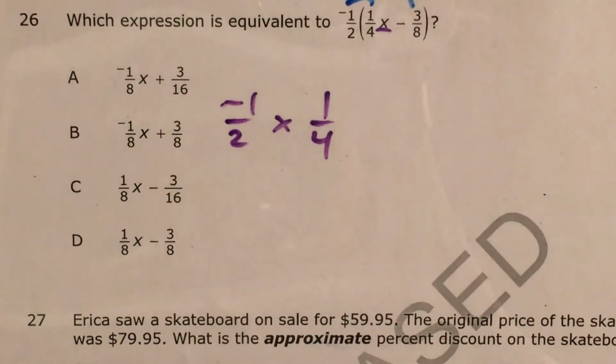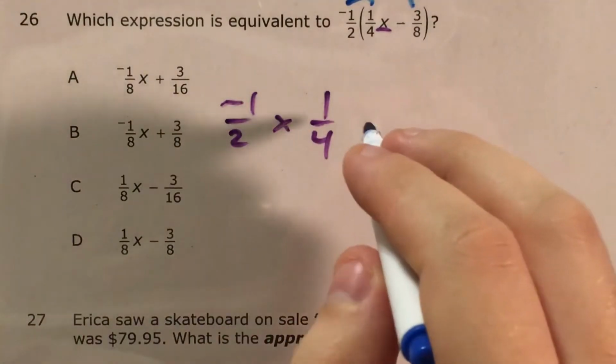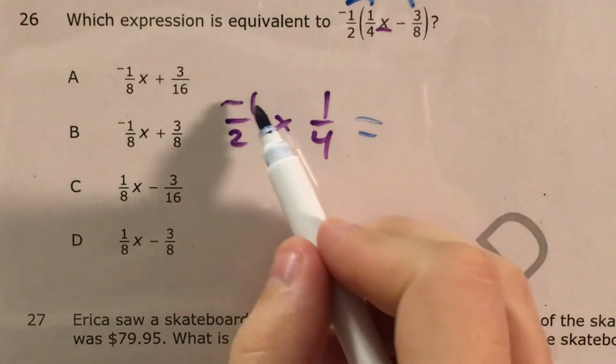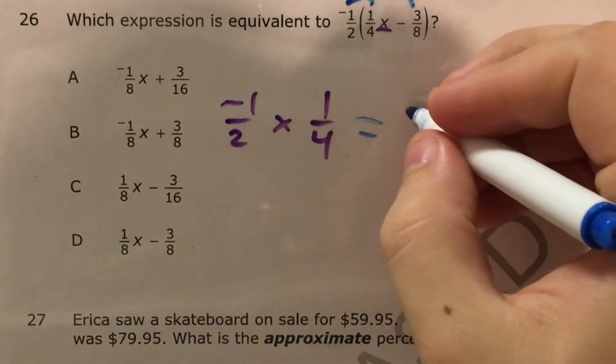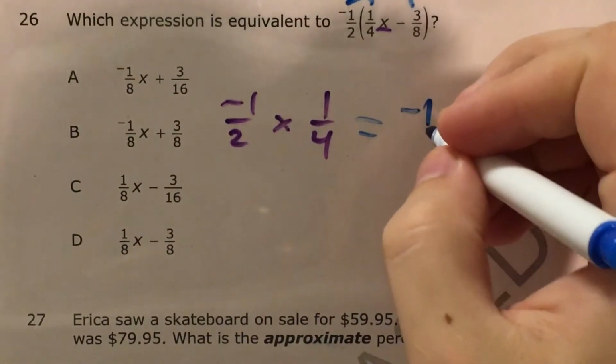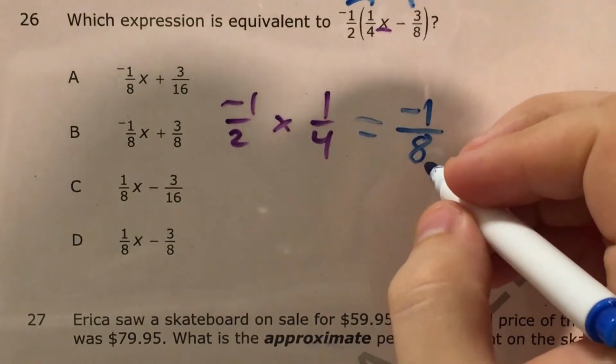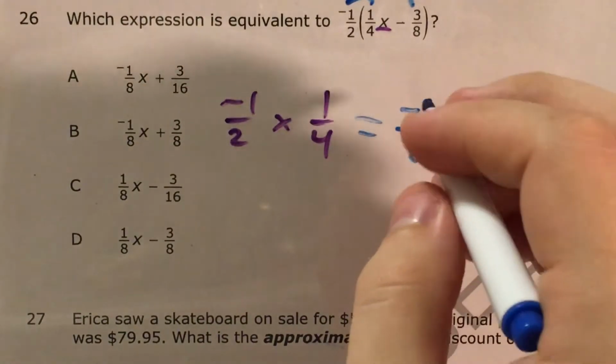We'll just come back to that, because if there's a variable that's being multiplied by some other stuff that's itself being multiplied, we can ignore the variable until we figure out the numbers. So, negative 1/2 times positive 1/4. This is going to have me use my rules of multiplying negative and positive numbers. So negative 1 times positive 1 is going to give me negative 1. And now positive 2 times positive 4 gives me positive 8. So this leaves me with negative 1/8.